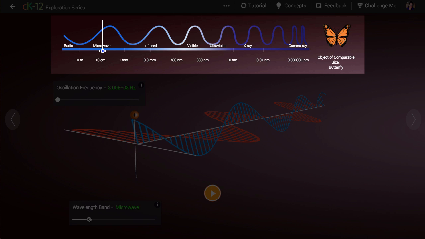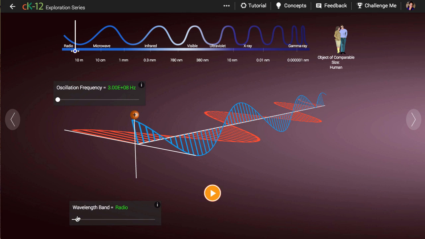This is why many microwave ovens have a way to rotate the food, and why you should let your food sit for a bit after it cooks. Otherwise, you'll get hot and cold spots in the food separated by about the size of a butterfly. Radio waves are the size of people and larger. You might have noticed that radio antennas are about a meter long, like the ones you see on cars.